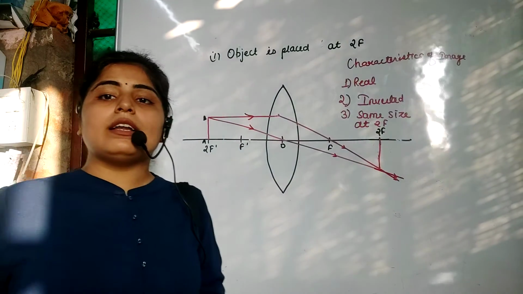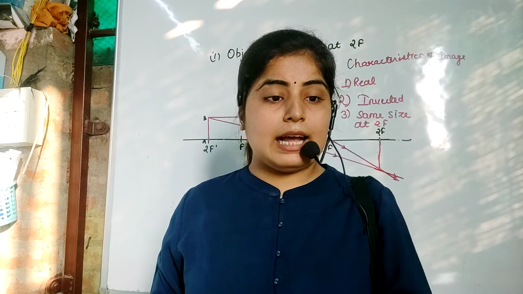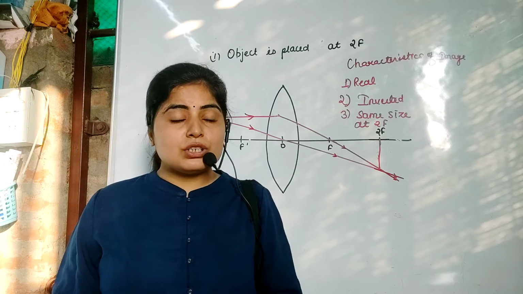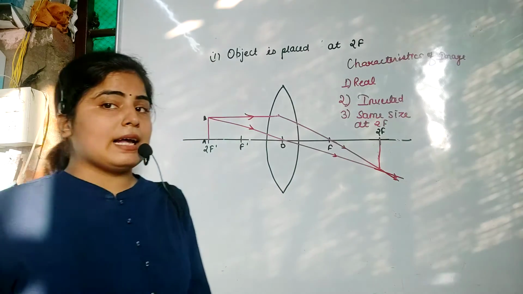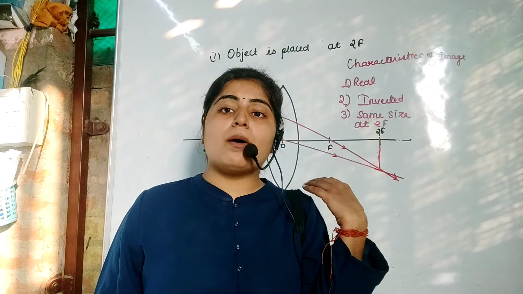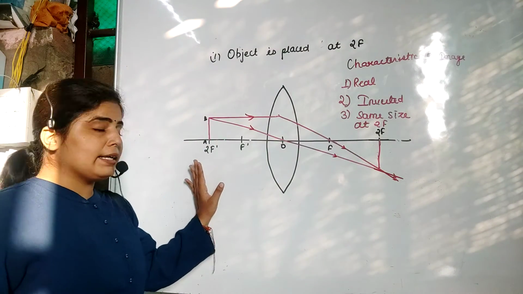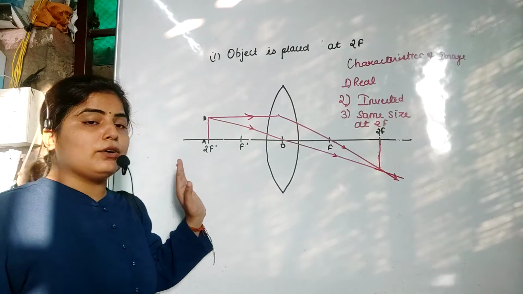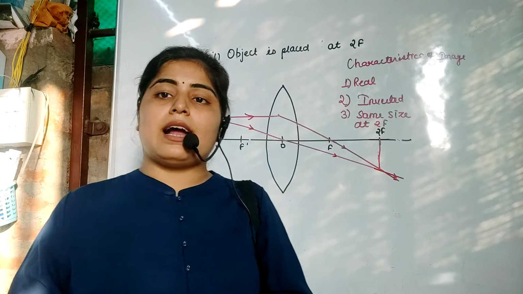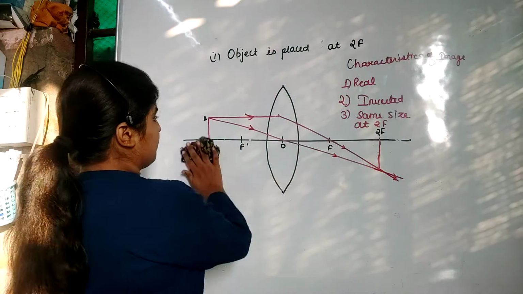So this one is the only case where the object distance is equal to the image distance and the image which is formed is of equal size. This question is usually asked in the board examination: where the object should be placed so that the image which is formed by the convex lens is of equal size. Then the object should be placed at 2F dash. In this case, the object distance will be equal to the image distance and the size of the image will be equal to the size of the object.